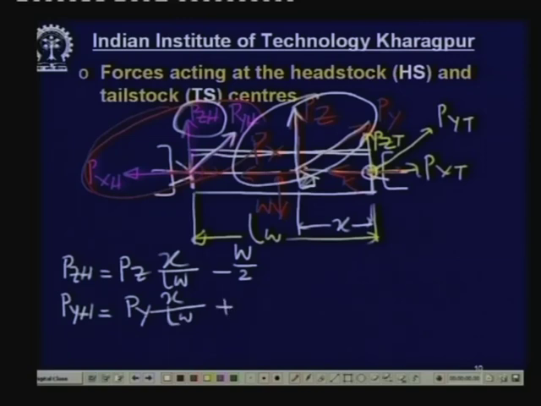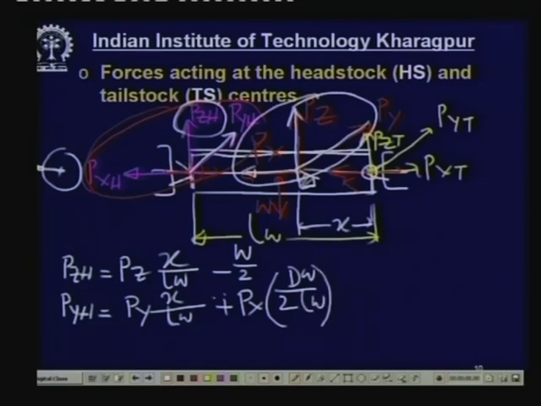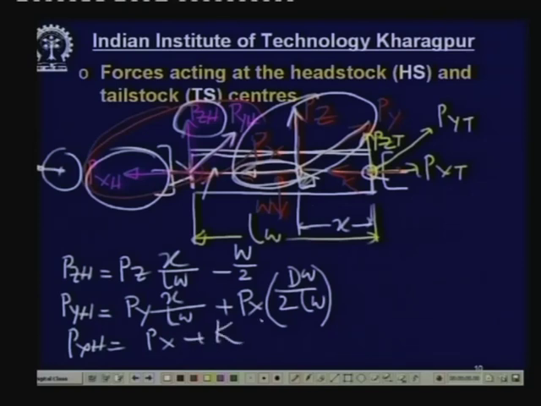Now, here this PX force is not acting through the center, but acts at the periphery. So, this force acting in this direction multiplied by the arm gives a moment. So, PX into d, the workpiece diameter, by 2, divided by LW. So, these are the forces acting. Now, what is PXH? PXH will be equal to this PX plus this tightening force K. So, this is how the forces have been determined at the center.